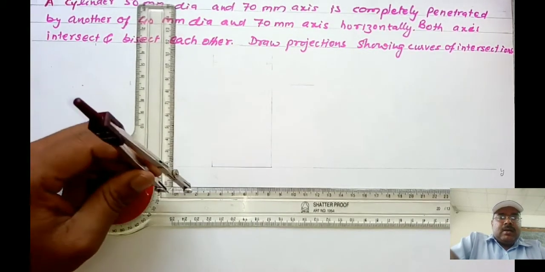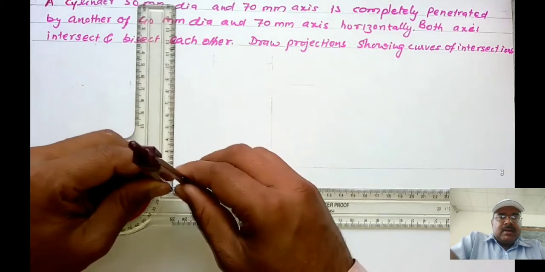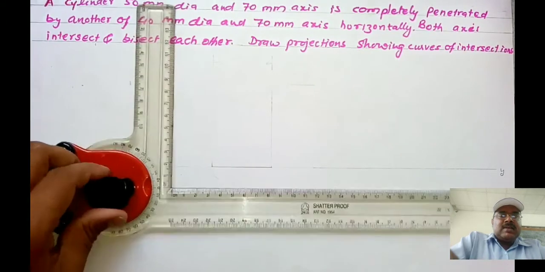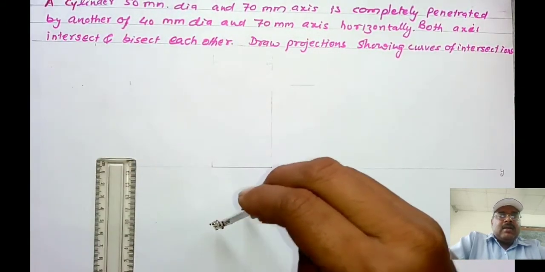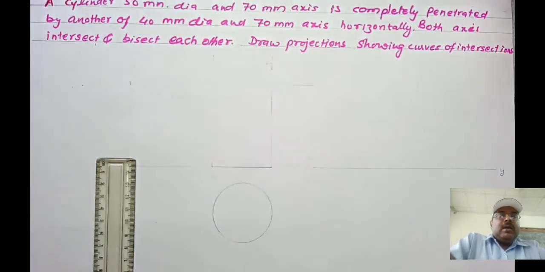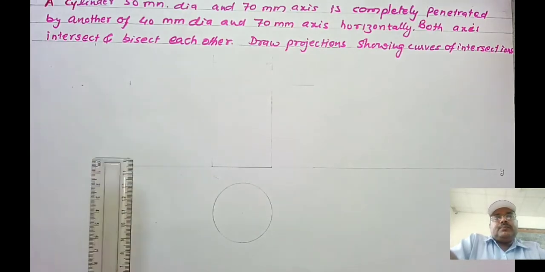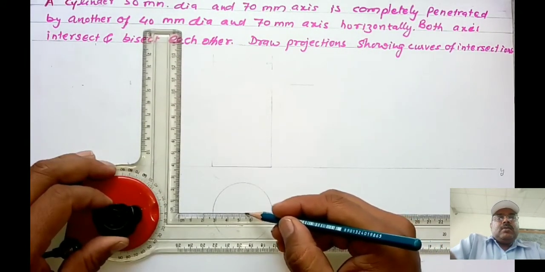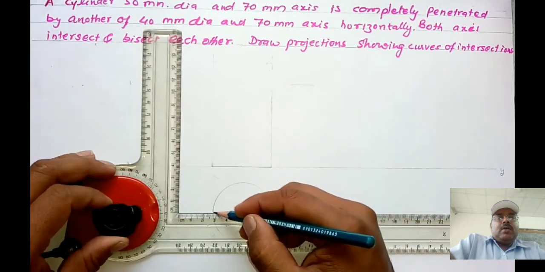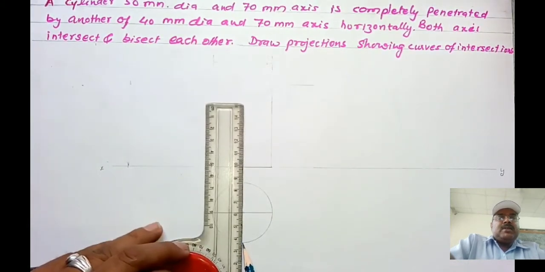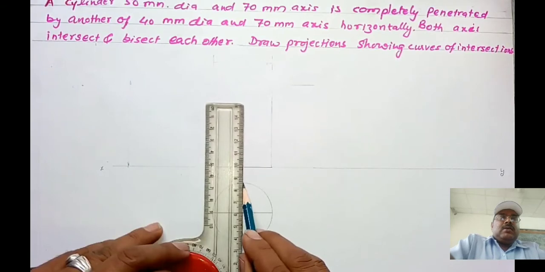First take the diameter of the vertical cylinder which is given in the problem, that is 50 millimeter diameter. Take 25 millimeter distance in the compass as a radius and draw a circle with the help of the compass in the top view as shown in the figure. Then draw a horizontal line and a vertical line passing through the center of the circle.